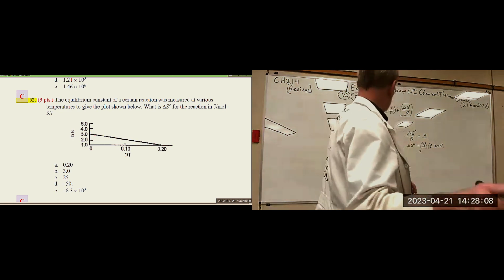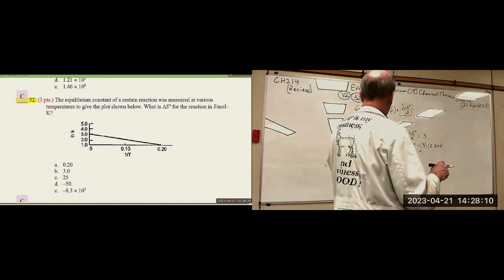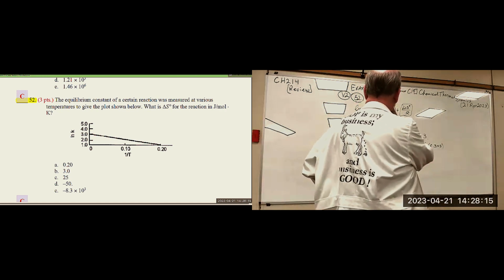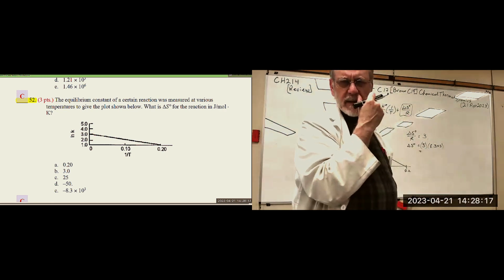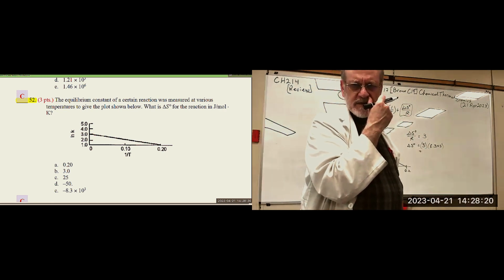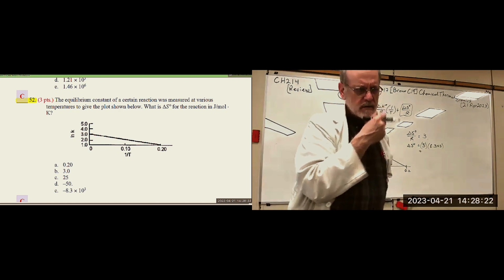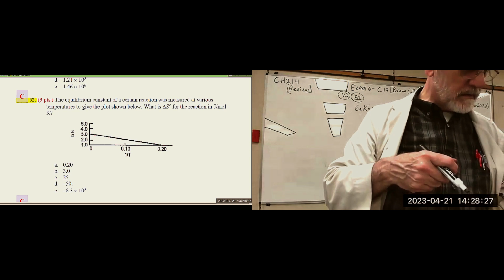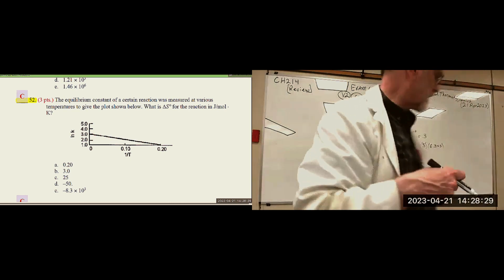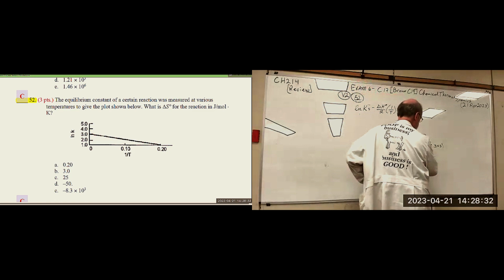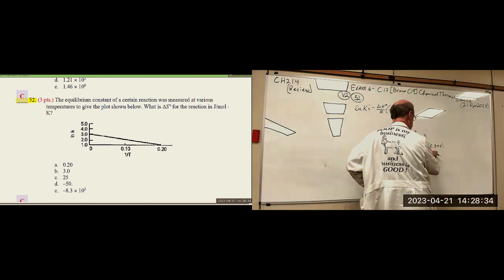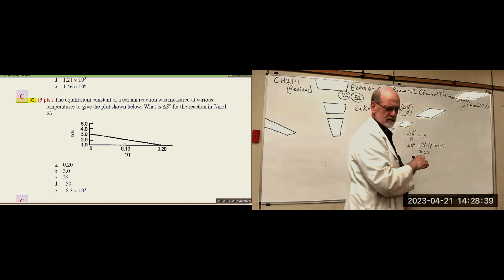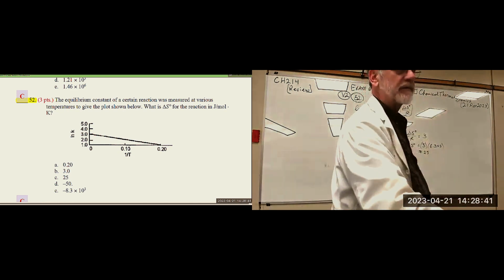Oh, no, I'm sorry. No, that should be right. What is the delta S0 for the reaction? Oh, no. It's not 9. 3 times 8 is 24, plus 1 is 25. It's about 25. Right. That works better.